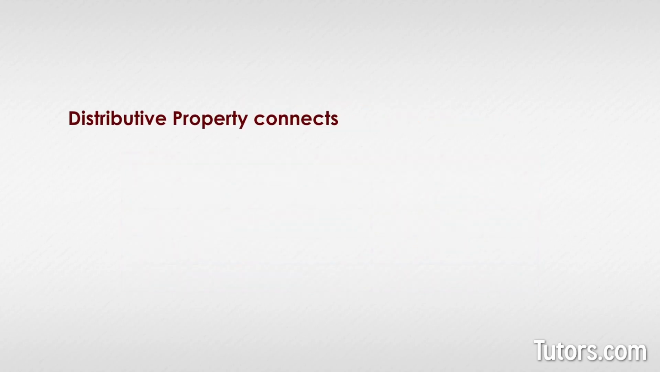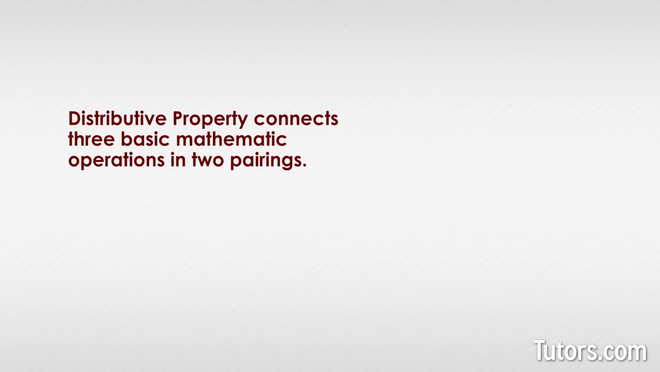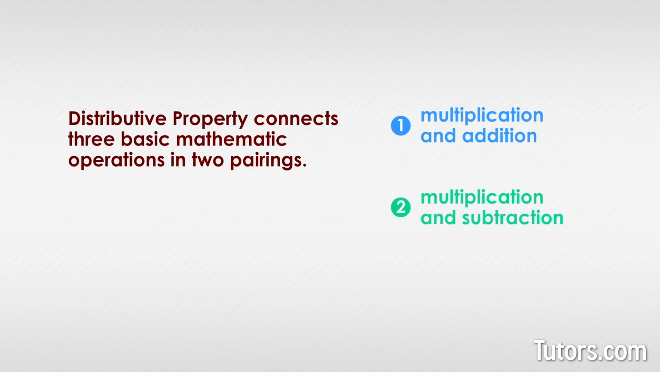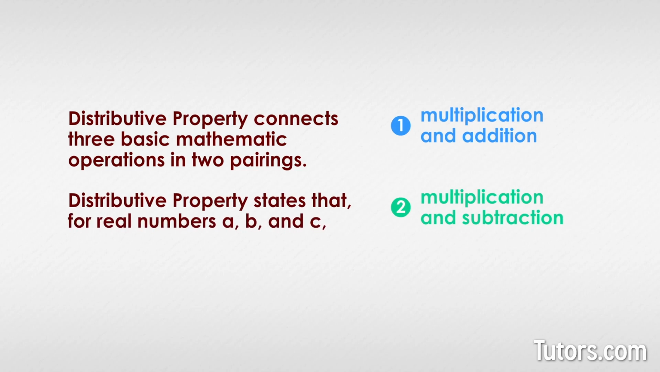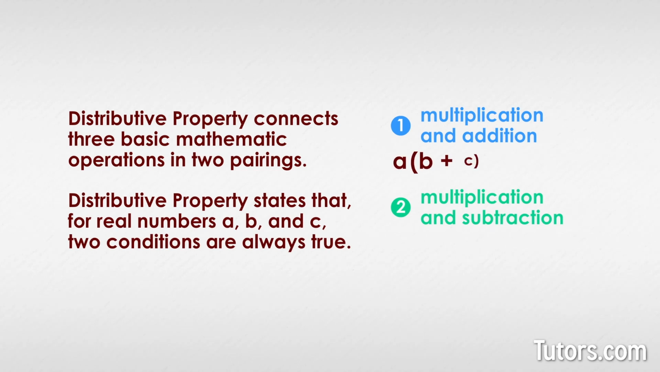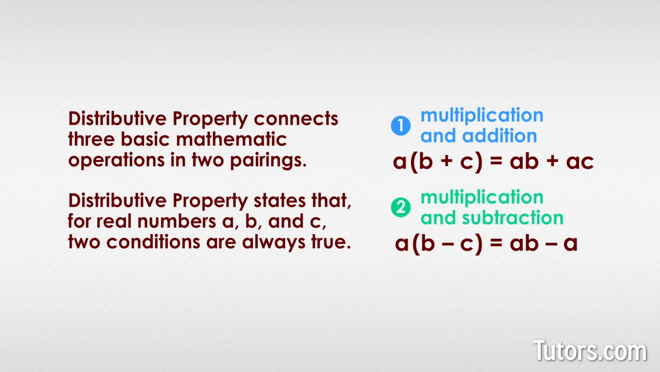Distributive property connects 3 basic mathematical operations in 2 pairings: multiplication and addition, and multiplication and subtraction. The distributive property states that for real numbers a, b, and c, 2 conditions are always true. a times (b plus c) equals a times b plus a times c. a times (b minus c) equals a times b minus a times c.